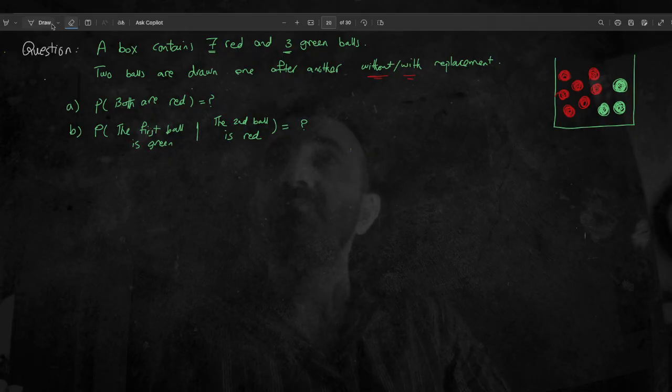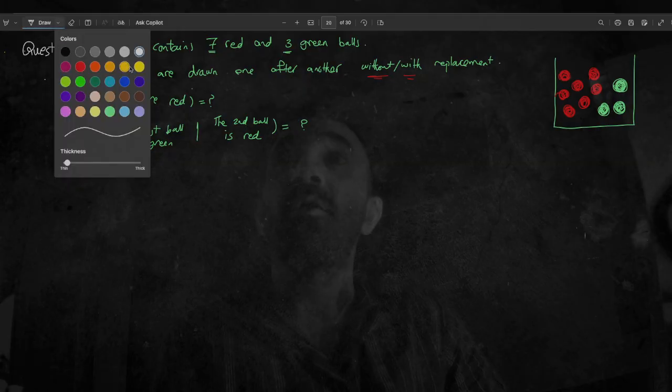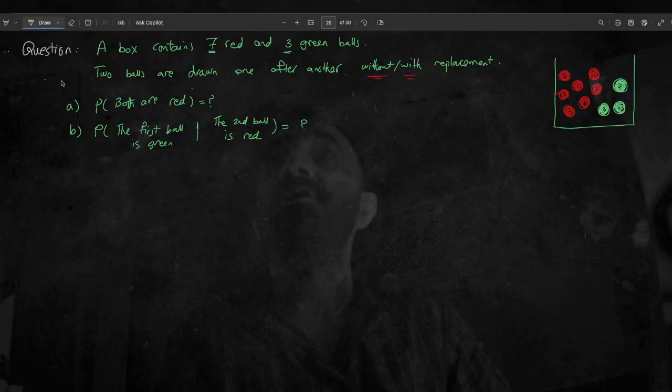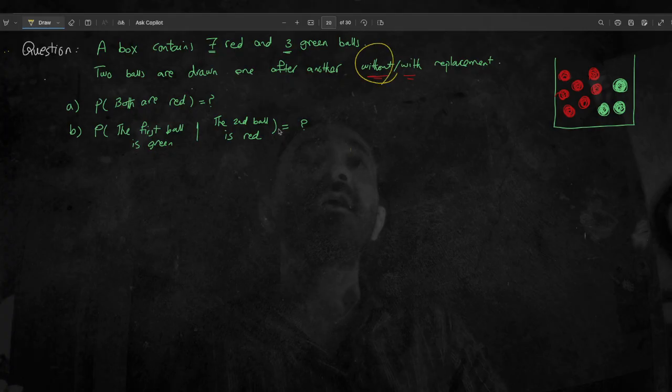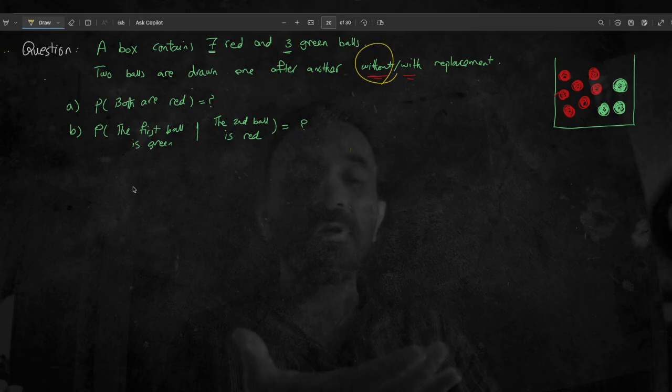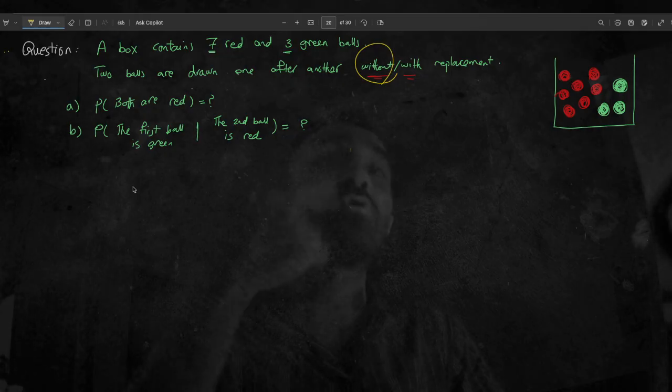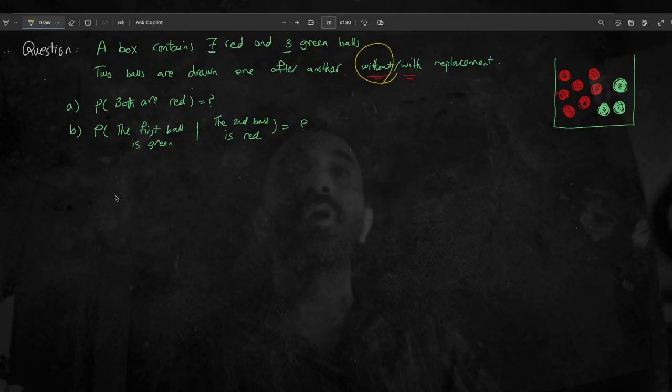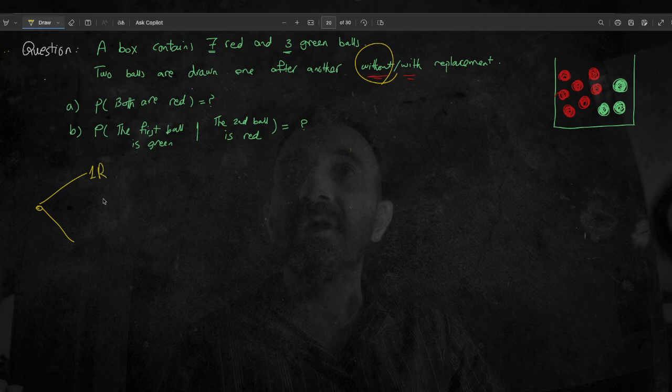So I think it's a good question, especially because it also helps us to practice conditional probability. I'm going to take color red and I'm going to solve this question for without replacement. What does it mean without replacement? I draw a ball, I look at the result, I put it outside, and I go for choosing the second ball. Okay, so let's suppose that the first ball is red or the first ball is green.